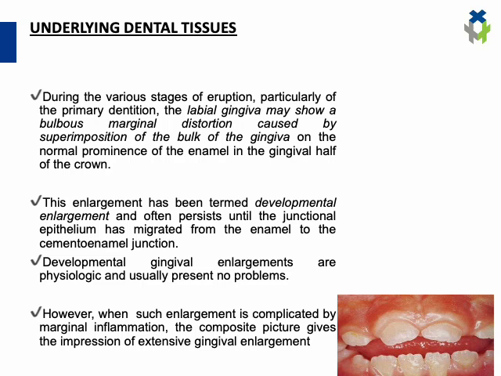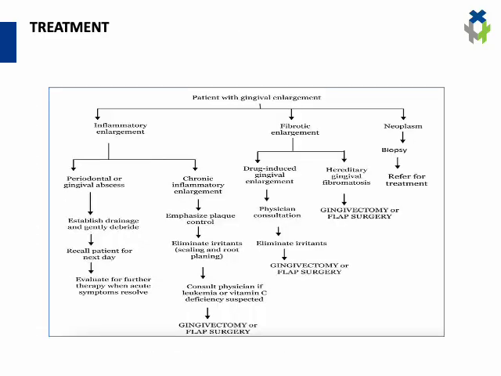Due to underlying dental tissues, during the various stages of eruption, particularly of the primary dentition, the labial gingiva may show a bulbous marginal distortion caused by superimposition of the bulk of gingiva on the normal prominence of the enamel in the gingival half of the crown. This enlargement has been termed developmental enlargement and often persists until the junctional epithelium has migrated from the enamel to the cemento-enamel junction. However, when such enlargement is complicated by marginal inflammation, the composite picture gives the impression of extensive gingival enlargement. This pictorial chart shows the treatment plan of gingival enlargement.